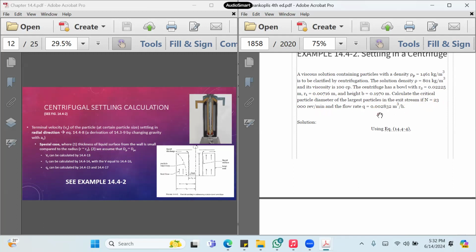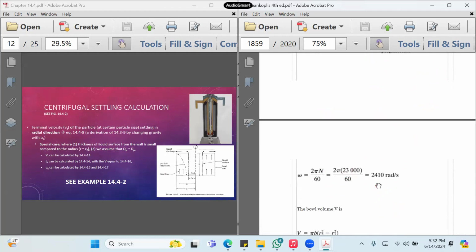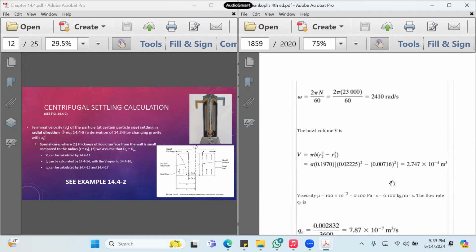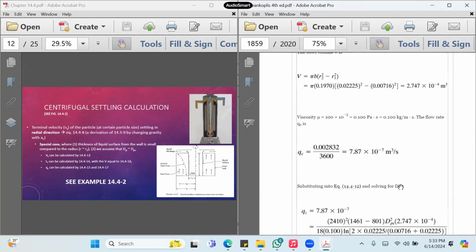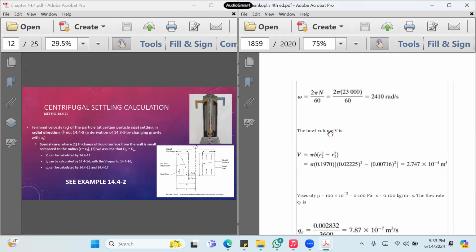At first, we will calculate the angular velocity. We know n, so we can get the angular velocity, and using it later we will calculate QC. However, before that, we also want to calculate the volume of the bowl V, using the annulus volume. So this one is V. We know R2 and R1, and we also know b.